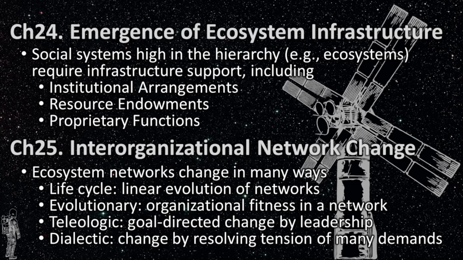Chapter 25 discusses the many ways that interorganizational networks change, including evidence of all 4 change motors at work. The linear evolution of networks are examples of the life cycle motor, and the way organizations change to improve their fitness in a landscape is an example of the evolutionary motor. Leadership often identifies goals that induce interorganizational change, and that's an example of the teleologic motor, and dialectic change occurs when organizations work to resolve tensions created by the intersection of multiple demands.